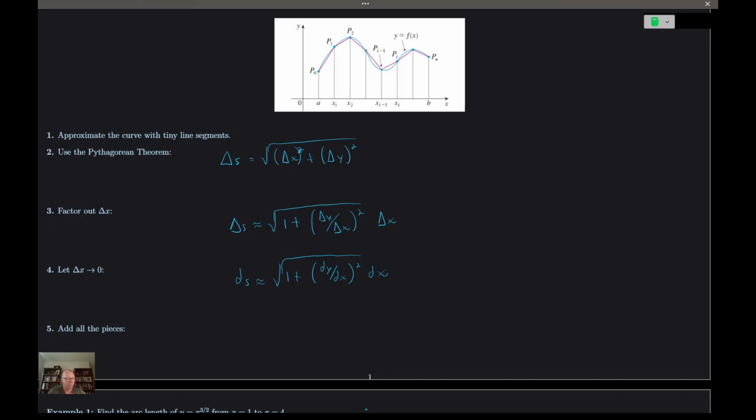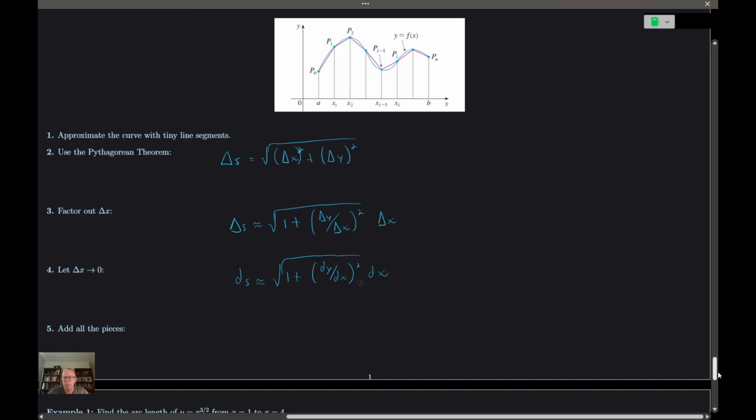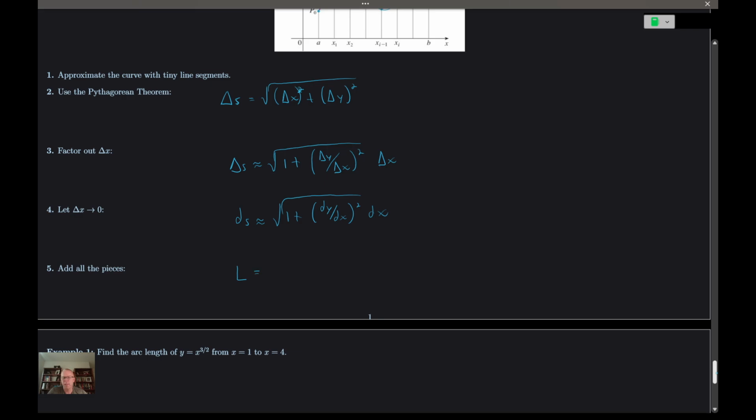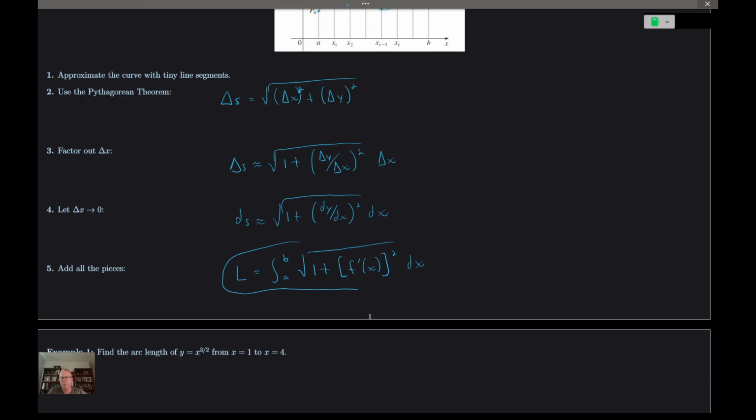times dx. And so then, as you can imagine, what we are going to do is add up all these pieces and take the limit to infinity. We're going to call this the arc length, and it's going to be the integral from the left side A to the right side B. So the integral from A to B, square root of 1 plus, now dy over dx, that is the derivative of the function, whatever this curve is. So f prime of x squared dx. And so it's a very basic formula, but that's where it comes from.